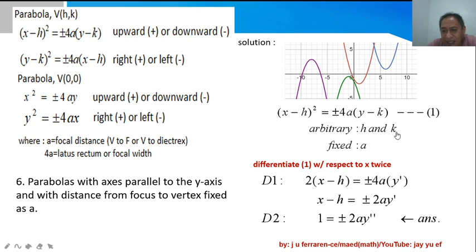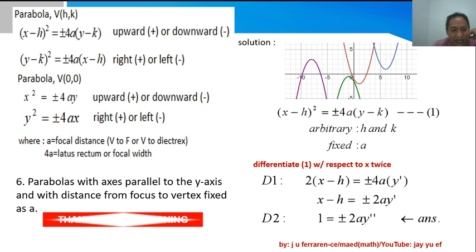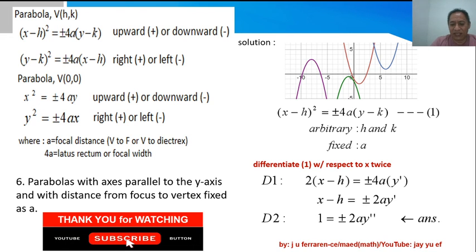So if h and k are totally removed, and I arrive at the differential equation which is of second order, then this is already an answer to your problem number 6. So that's the last problem in the differential equation of the family of curves. Thank you for watching and good day.